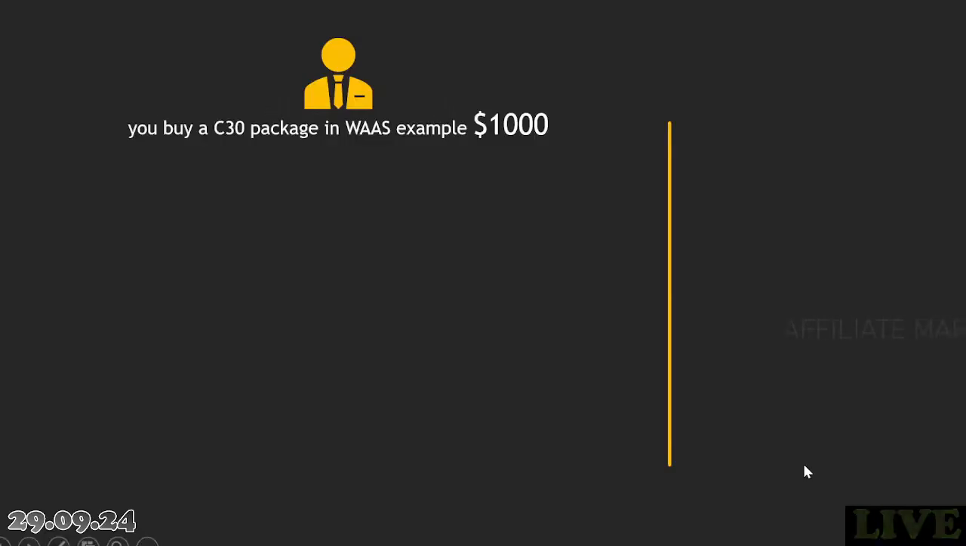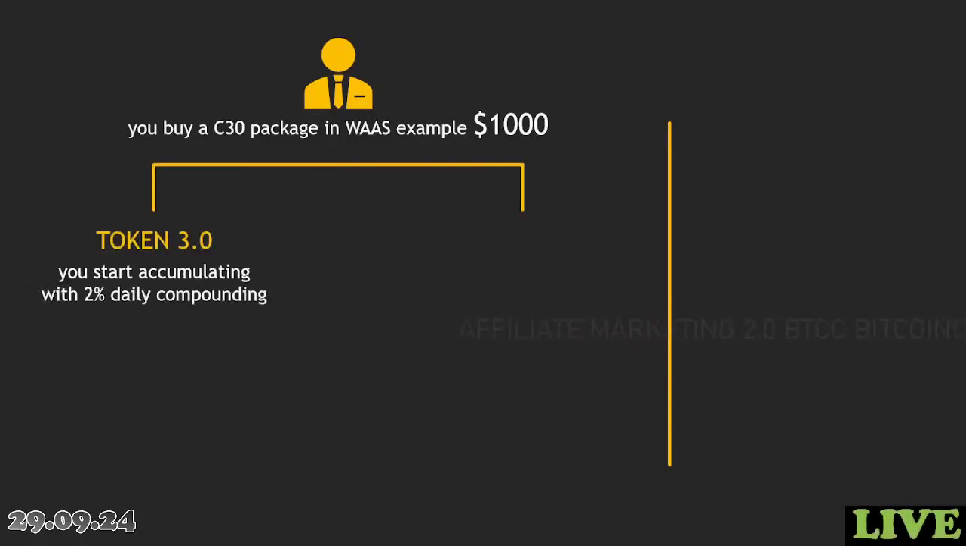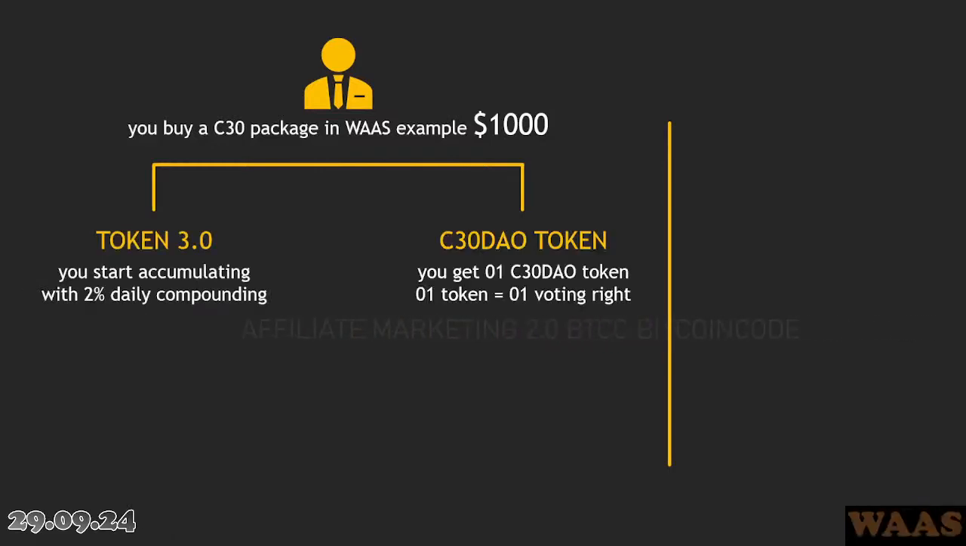All right. So now let's consider you have bought a package of C30. On one side, you will start accumulating token 3.0. And on the other hand, you will receive a C30 DAO token against your package purchased. So you start compounding, you accumulate token 3.0, and you have one right to vote to participate in the allocation. So this is the first time you receive a C30 DAO token.